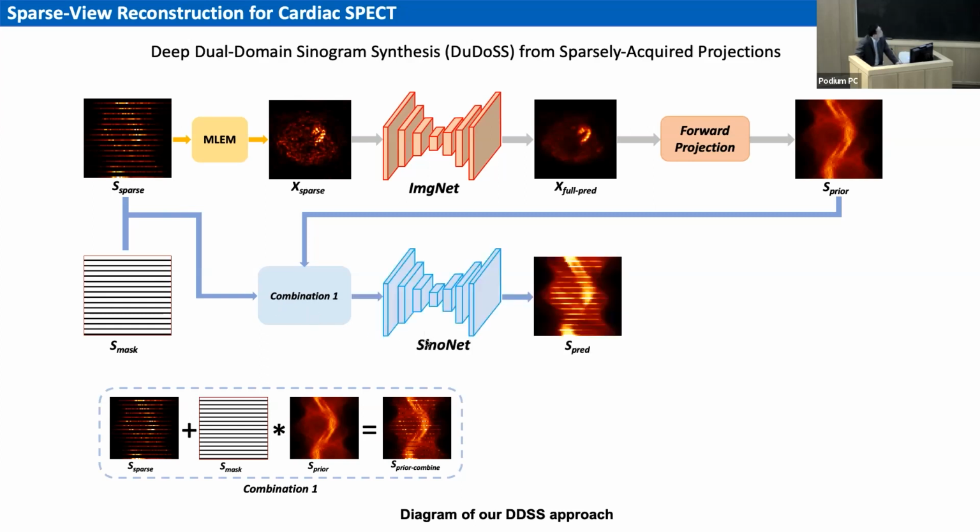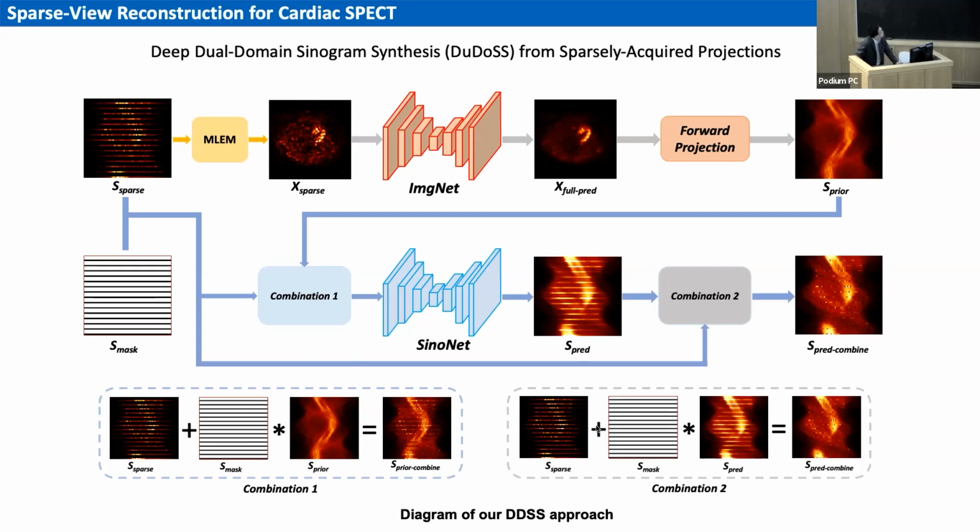The second step is a sinogram-based network, so that we can generate a predicted full view projection from the sparse view data, and later combine it with the original data to have the predicted combined full view for this sparse view SPECT reconstruction.